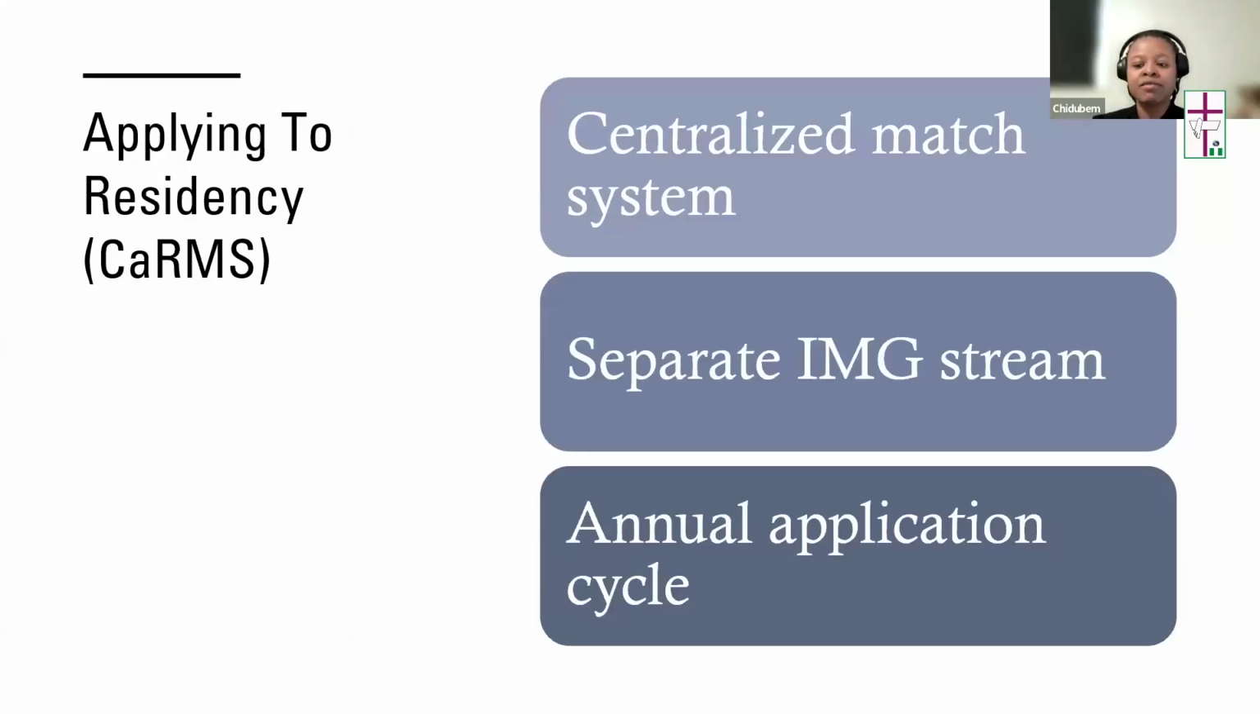Typically, the IMGs have their own separate IMG stream. So we have the CMG stream where only CMGs, the Canadian medical graduates, can apply. We have the IMG stream, and then we have the ones we say competitive. Usually, if you see competitive on the CaRMS website, it means both CMGs and IMGs can apply for that same position. But usually we have the IMG stream separate for most applications.